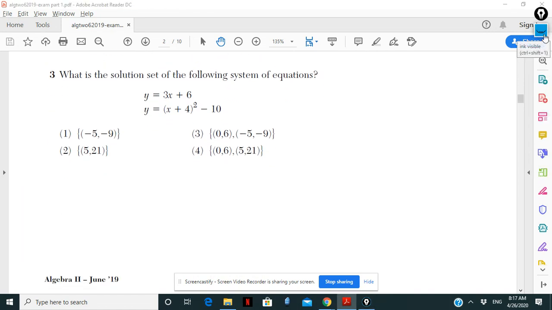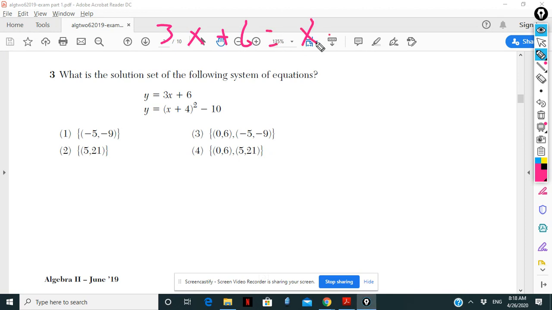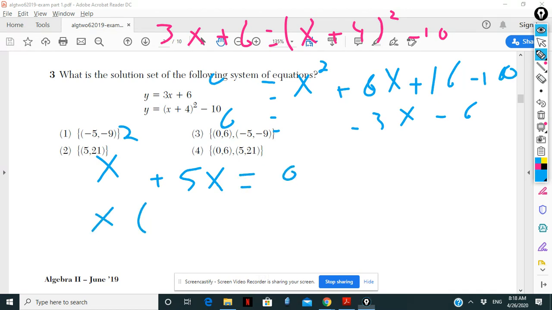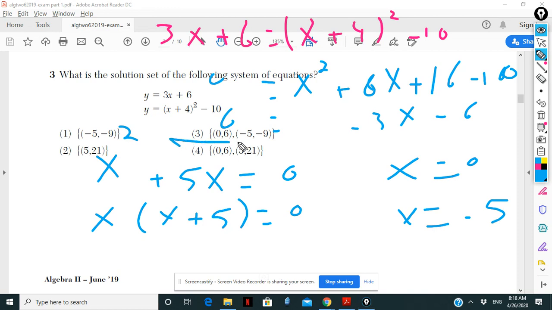Question number 3. Now he wanted to find the solution for that one. Solution means 3x plus 6 should be equal to (x plus 4) squared minus 10. Now I'm going to FOIL: x squared plus 8x plus 16 minus 10, and I'm going to subtract the 3x and the 6 from the left side. That gives me x squared plus 5x, and positive 16 minus 10 is positive 6, minus 6 is 0, equal to 0. Now x is a common factor: x times (x plus 5) equals 0. So I have x equals 0 and x equals negative 5. So the answer is going to be number 3.